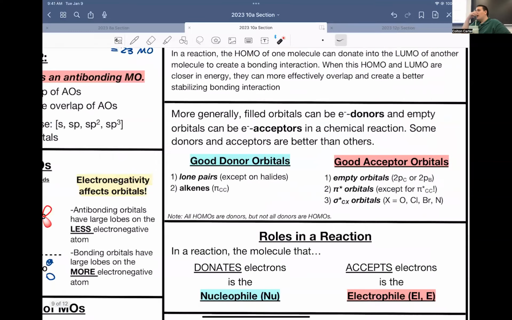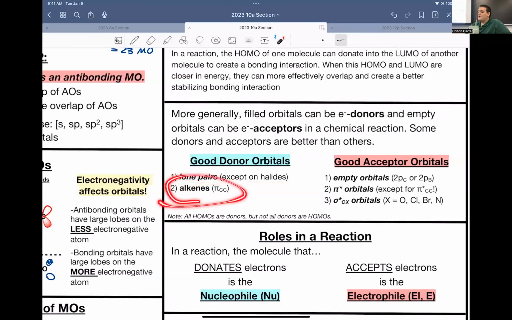Cool. So HOMO and LUMO are specific orbitals, and it depends on the molecule, and it's from the MO diagram. But if we generalize it a bit, a HOMO is an example of a donor orbital, something that can donate electrons. And typically, there are two types of donors that we consider especially good. So one is a lone pair, except for in halides. So why would lone pairs on halides not be good donors? Yeah, they don't want to share. They don't want to donate. They said, I have my electrons, get yours.